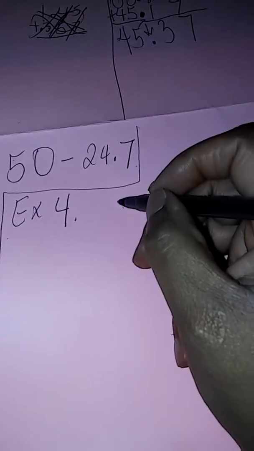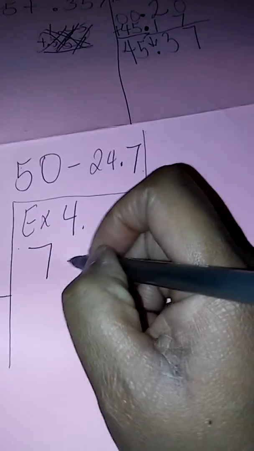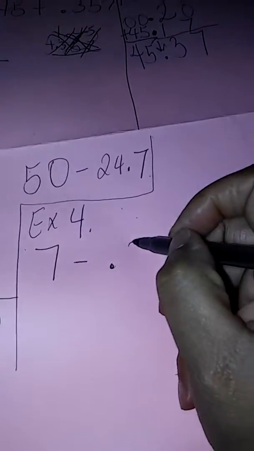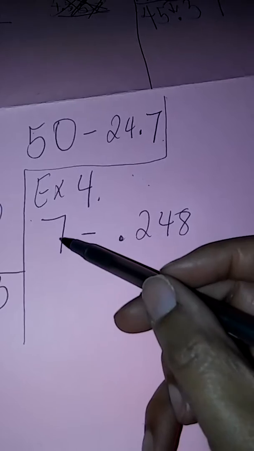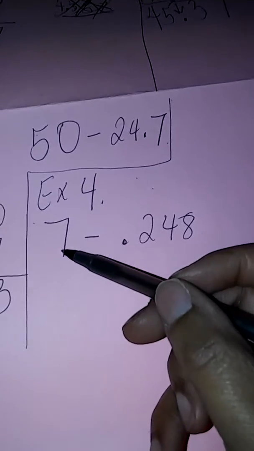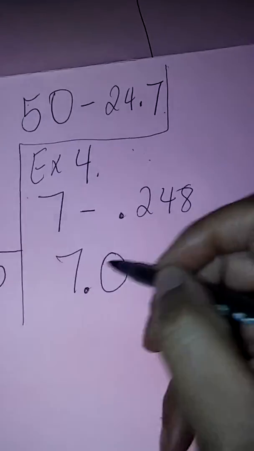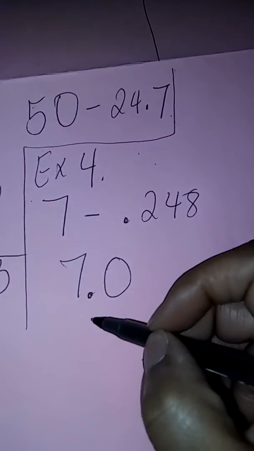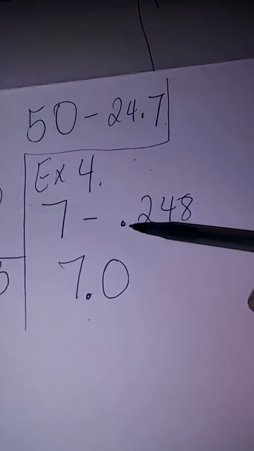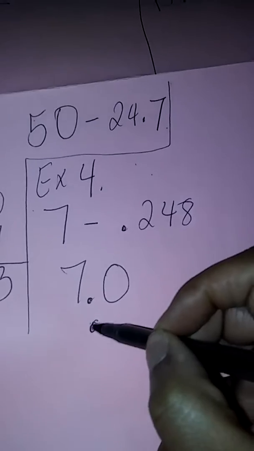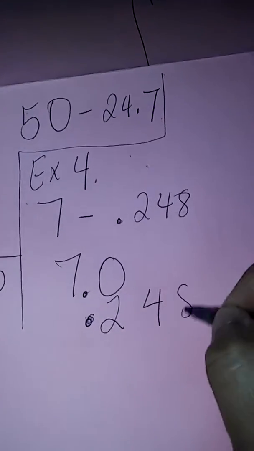Let's do another one like that. Let's say 7 minus 0.248. So 7 doesn't have a decimal. Well, actually it does have a decimal. The decimal is behind it. And we can add a 0. Actually, well, I'll show you in a minute. So let's put down the other number. What's the first thing we're going to put down? The decimal. And behind it is 2, 4, 8.